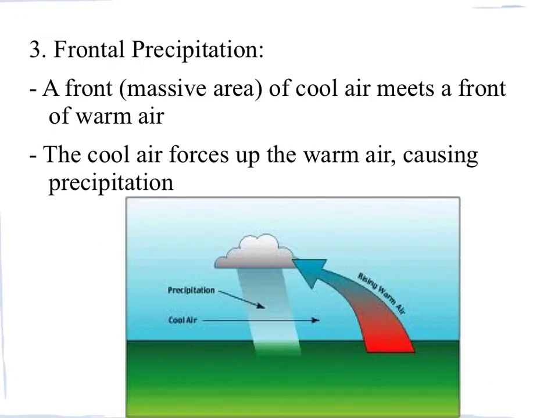And finally, you have frontal precipitation. This occurs when a large mass, a front of cool air, meets one of warm air. And you guys remember that cool air is denser, so it acts more heavily than warm air. So, as the cool air comes in here, it's going to hit this front of warm air. But because cool air is heavier, warm air is lighter, the warm air is forced to go above the cool air. The cool air just acts like a wedge, lifting up the warm air.